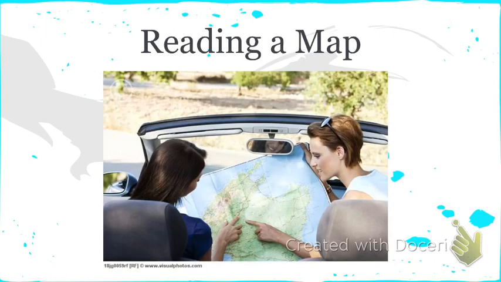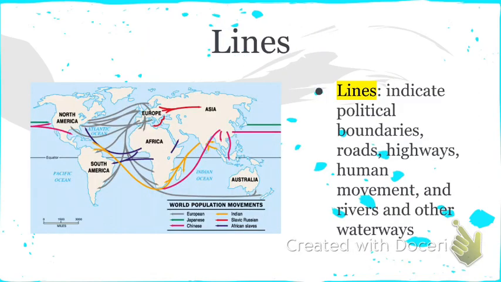Alright, so now we're going to talk about how you read a map. Lines. These indicate political boundaries, roads, highways, human movement, and rivers and other waterways. So on this map you have a lot of lines, and they're showing how the world population moved, like if people moved from Asia, where did they go? And there's something that you really want to pay attention to on these types of maps: these are going to have arrows pointing in a direction. So they're saying that people from Africa in this area moved up into Asia.